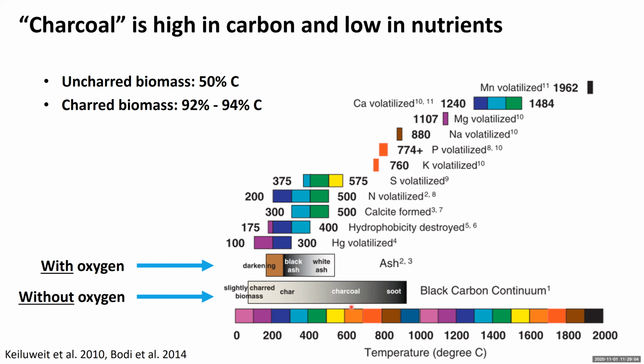This black carbon bar shows that temperature influences the extent of charring, with low heating temperature producing only slightly charred biomass, ranging up to charcoal at higher temperatures, and ultimately soot, which is nearly totally carbon in a very concentrated physical and molecular structure.